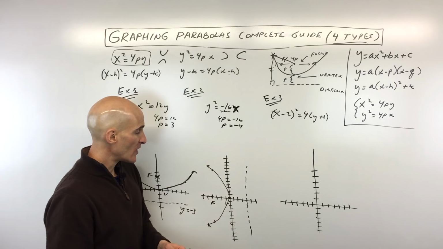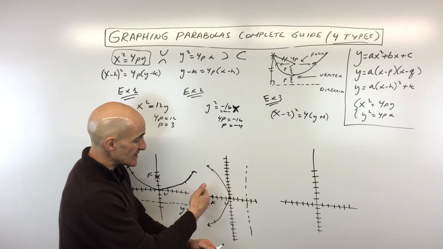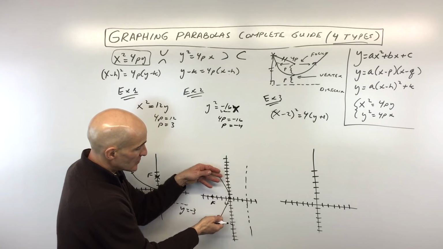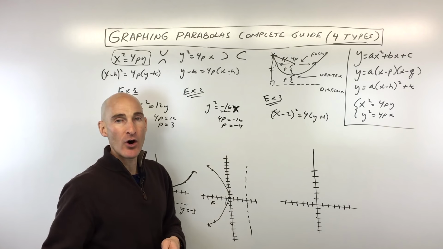They might ask you the domain and range. Domain is going to be x is less than or equal to 0. Remember, the domain are the x values, so less than or equal to 0. But the graph is going up and down, so the range would be all real numbers.